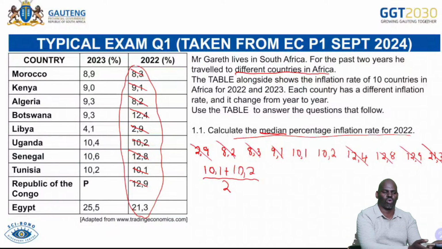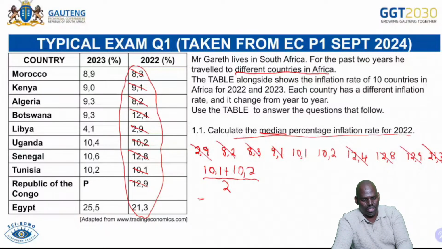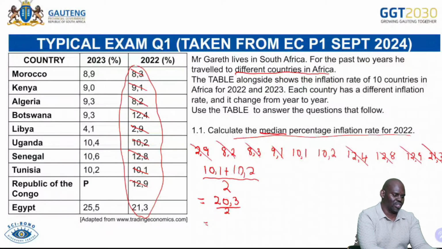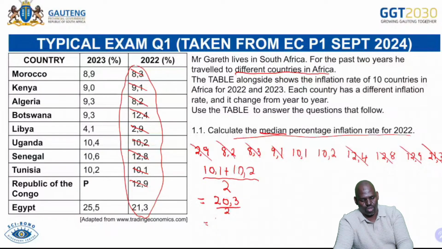10.1 plus 10.2. Very important. Then you take your calculator. You say 10.1 plus 10.2. Boys and girls, very important, you press the equal sign to get the answer. In this case, my answer is 20.3. So let's say this is 20.3, and then I divide it by 2, and then I get 10.15. So 10.15 is the answer.